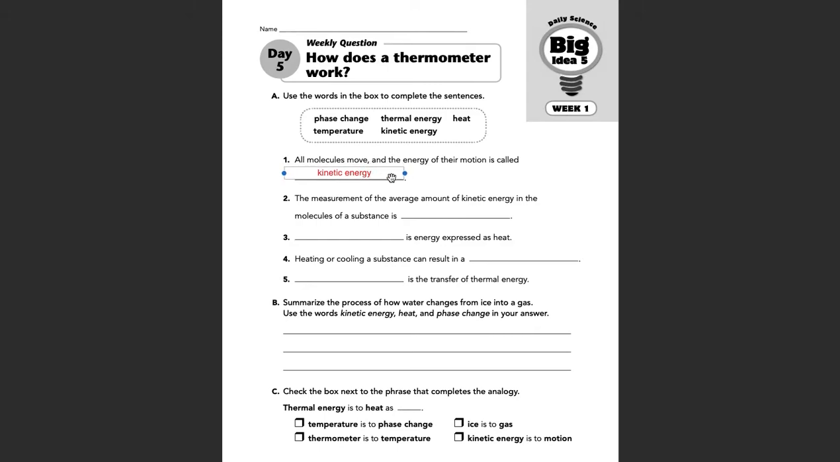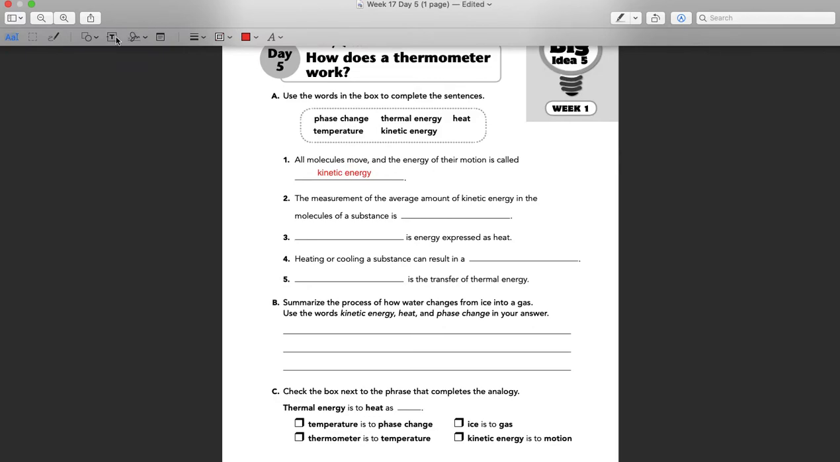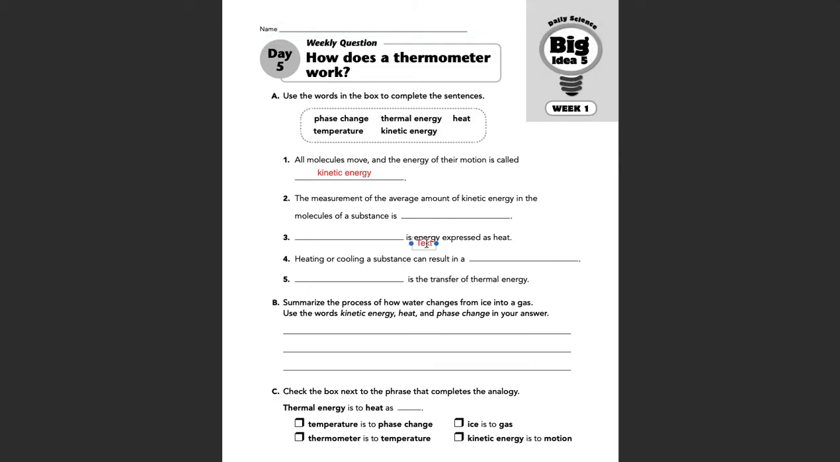Number 2, the measurement of the average amount of kinetic energy in a molecule's substance. So we're talking about how thermometers work here, and we know that thermometers measure something. What is it that they measure? Well, we should know that thermometers measure temperature. So that would be our second sentence.